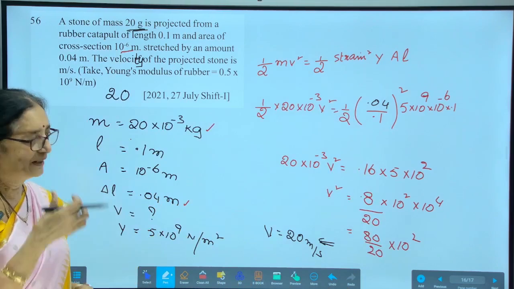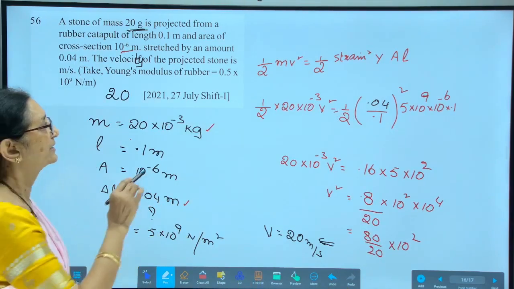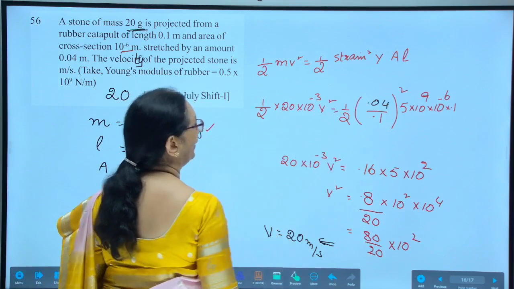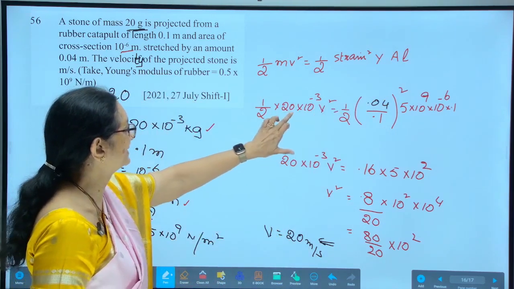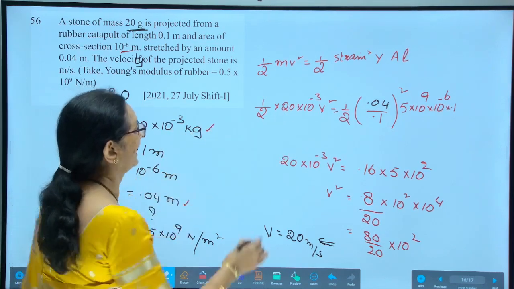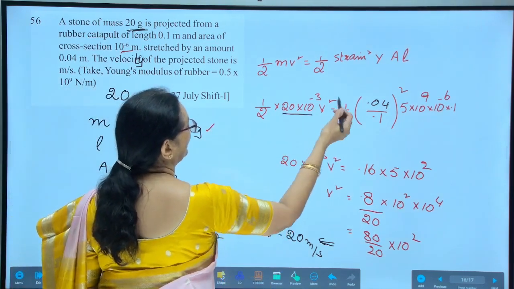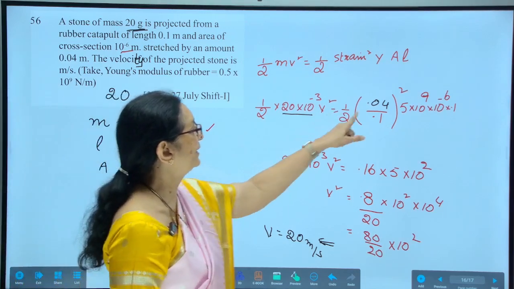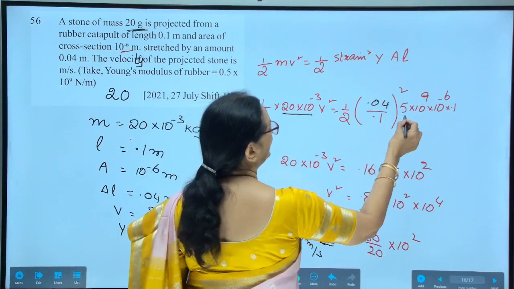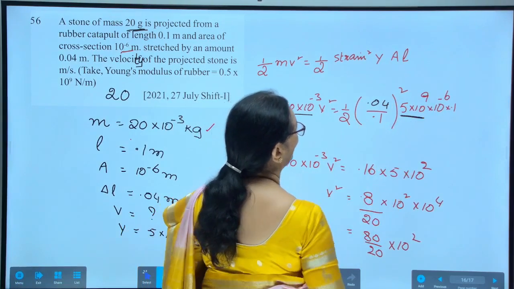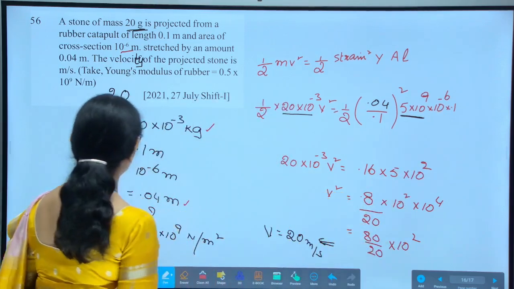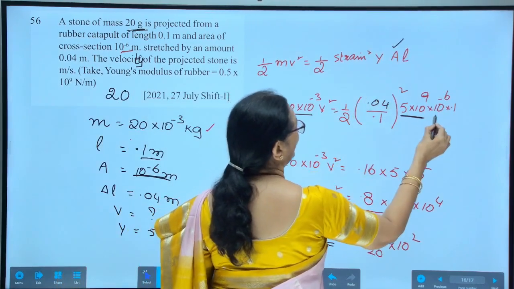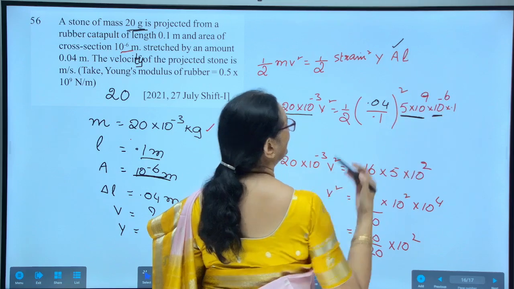Just now we have done a problem based on this catapult, isn't it? So half m v square is equal to half strain square Y A into L. So half mass is given as 20 grams converted to kg, 20 into 10 power minus 3, v square, half strain. Delta L is 0.04, length is 0.1, 0.04 by 0.1 whole square into Y. Young's modulus is given as 5 into 10 power 9. Area of cross section is given as 10 power minus 6, length is 0.1.